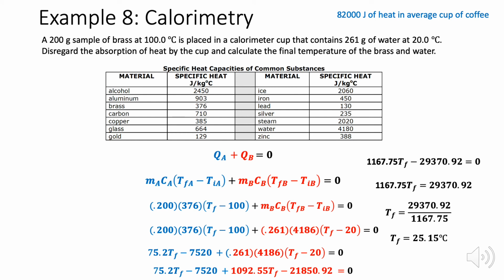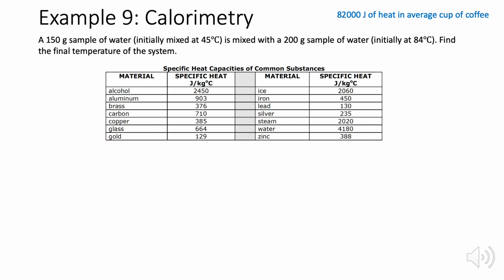All right, example 9. A 150-gram sample of water initially at 45 degrees Celsius is mixed with a 200-gram sample of water initially at 84 degrees Celsius. Find the final temperature of the system. So I'm mixing water with water, but they're at two different temperatures. So since I'm mixing things together, it's a calorimetry problem.